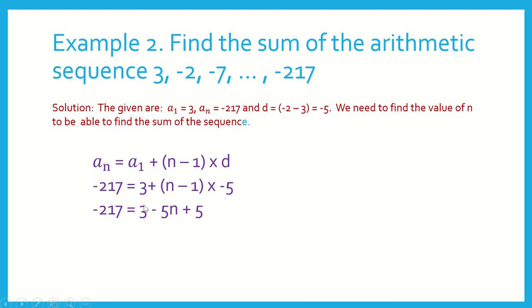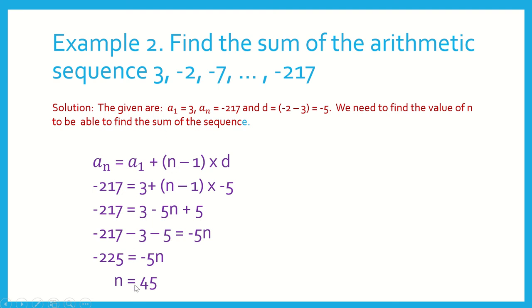Now let us transpose 3 and 5 on the other side. Take note that when we are transposing numbers, we are changing the sign. So this will look like this. Negative 217 minus 3 when we transpose positive 3, minus 5 when we transpose positive 5 here on this side, is equal to negative 5n. So let us perform the operation on this side. We get negative 225 is equal to negative 5n. To get the value of n, we divide both sides by negative 5. Okay? So n is equal to 45.